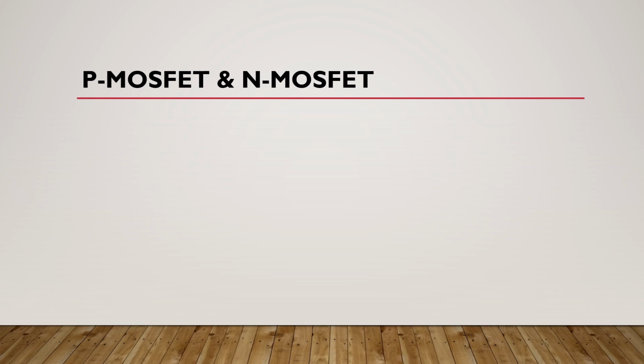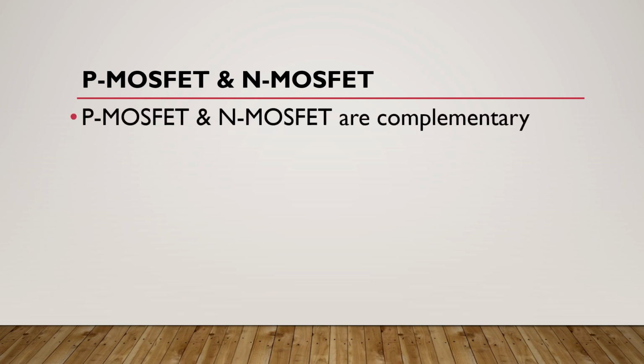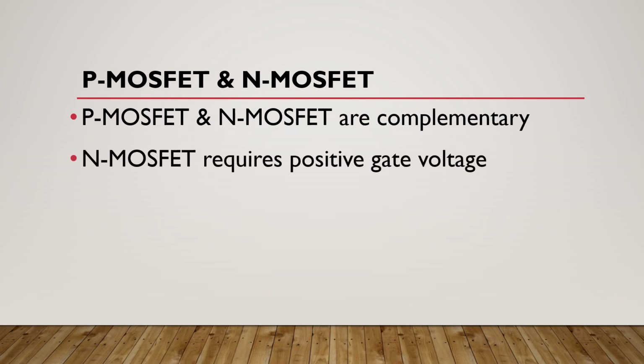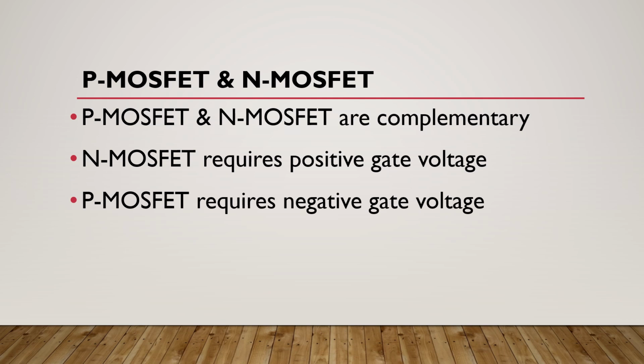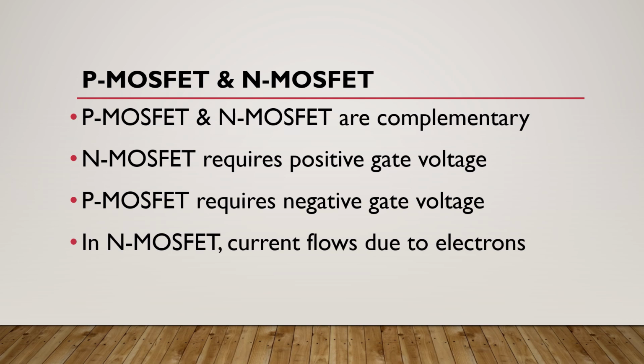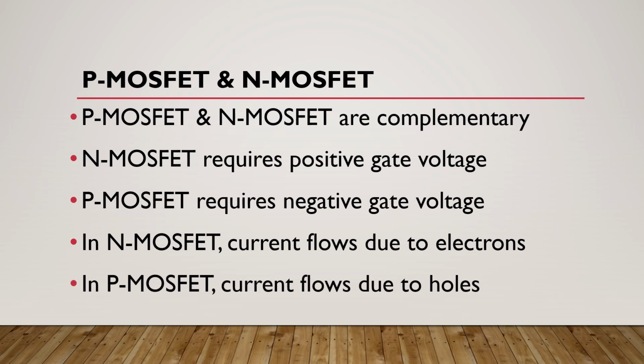Now we will talk about P-type and N-type MOSFETs. P-type and N-type MOSFETs are complementary in their properties. N-MOSFET conducts for positive gate voltage, whereas P-MOSFET requires negative gate voltage for conduction. In N-type MOSFET, electrons are responsible for the flow of current, whereas in P-type MOSFET, holes are responsible for current flow.